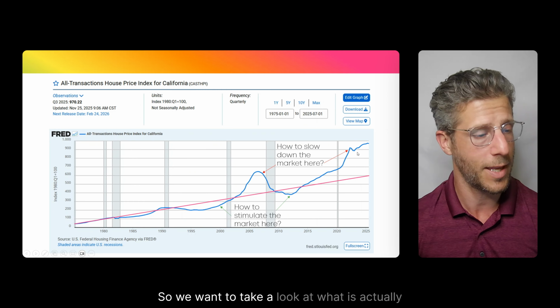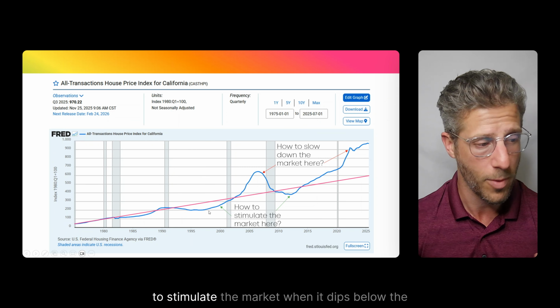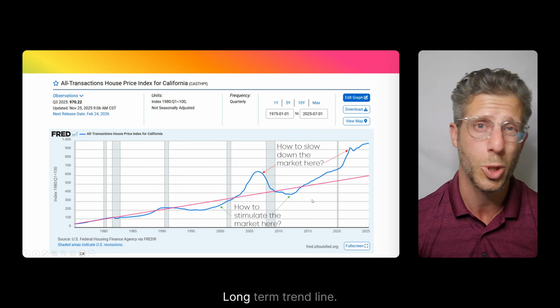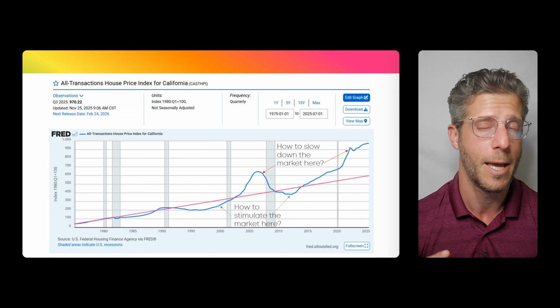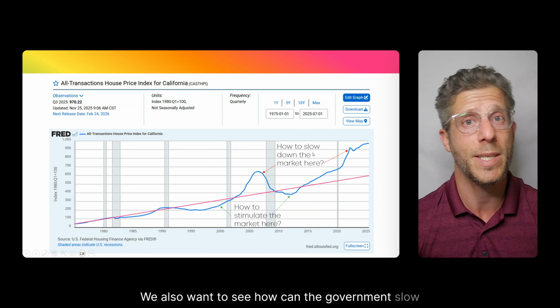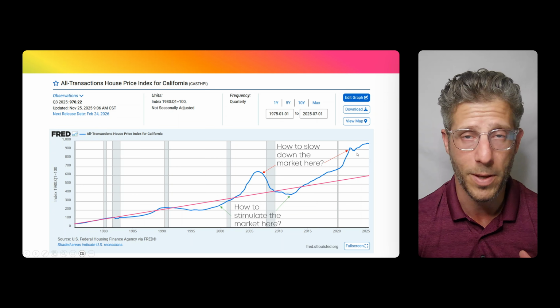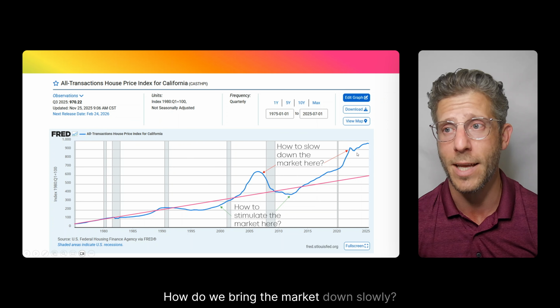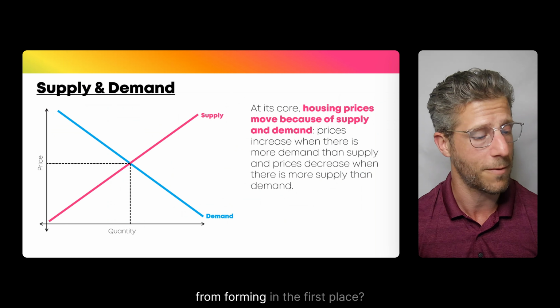So we want to take a look at what is actually causing this, and also what the government can do to stimulate the market when it dips below the long-term trend line. And again, we're looking for standard appreciation of 3 to 5% per year in a healthy real estate market. We also want to see how the government can slow down the markets when they get too hot. We can see these big peaks. How do we bring the market down slowly? And also, how do we keep these big bubbles from forming in the first place?